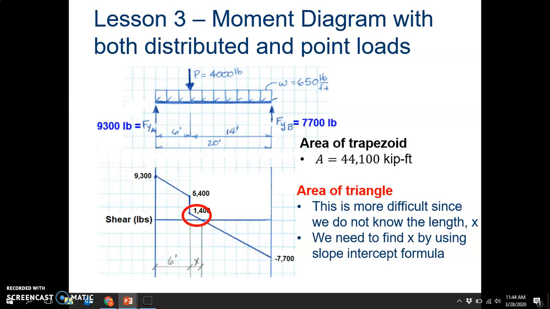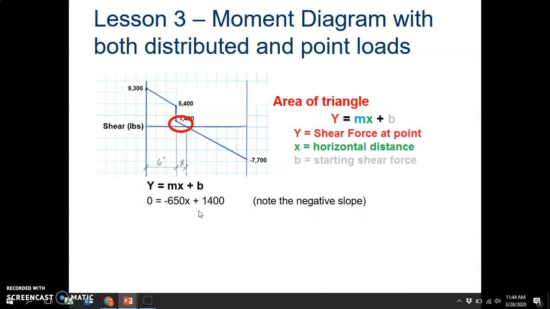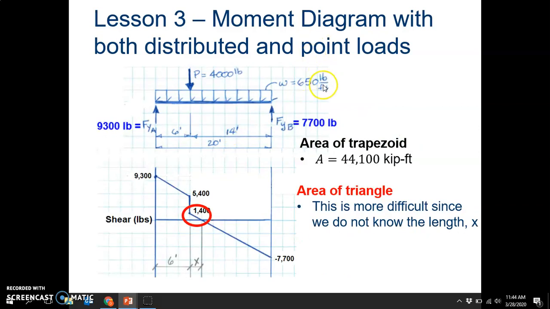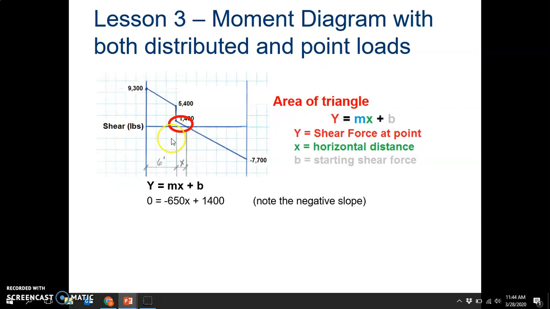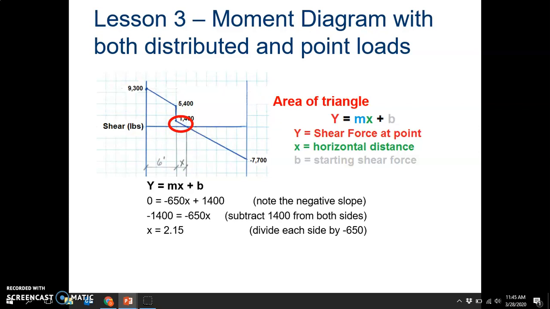So we're going to figure out x by using the slope-intercept formula, which is y equals mx plus b. In this case, y is the shear force at that point, and you should realize that the shear force at that point is 0. x is the horizontal distance, and b is your starting shear force, which is 1400. So we have 0 equals negative 650x, plus the starting 1400. 650 is your slope because that's the distributed load. It was 650 pounds per foot. And we're solving for x, which is x equals 2.15.